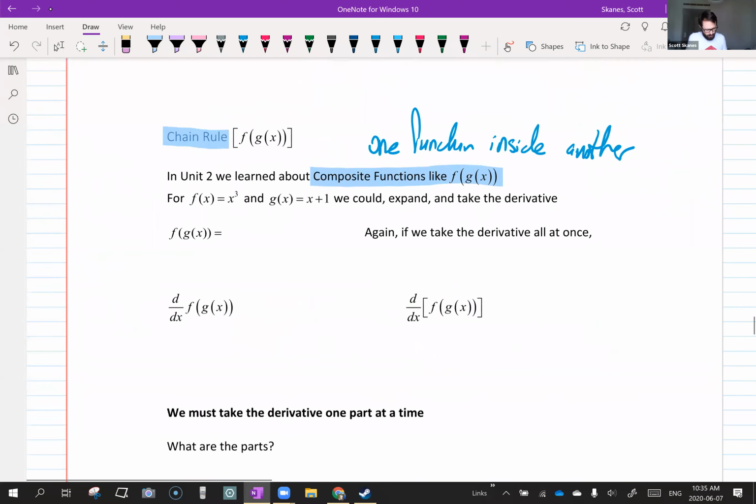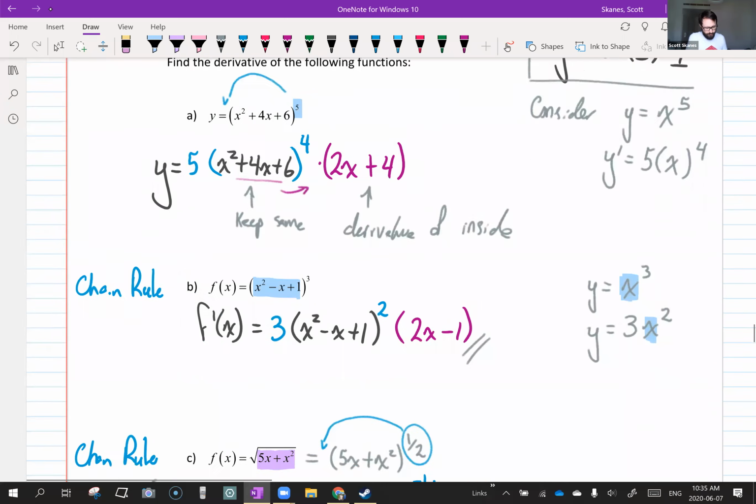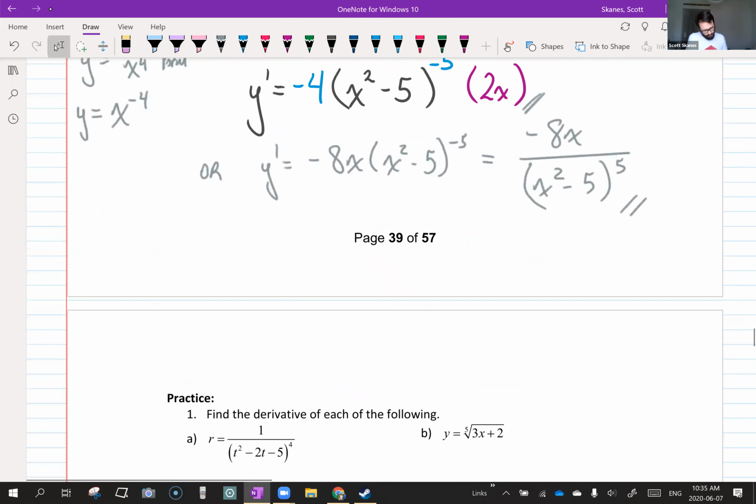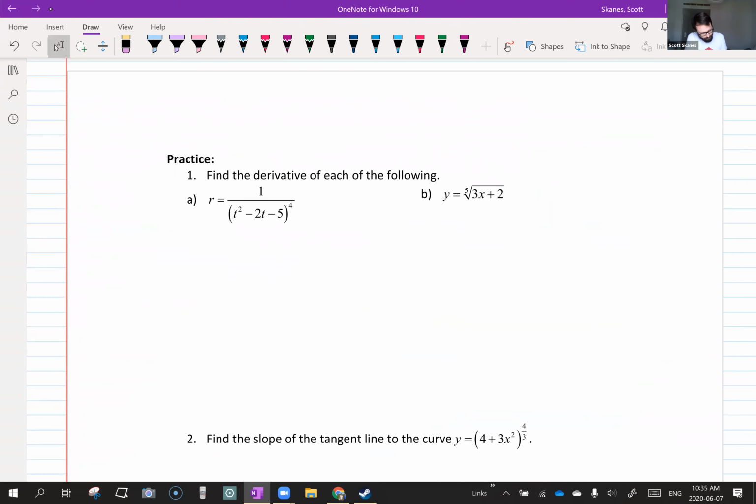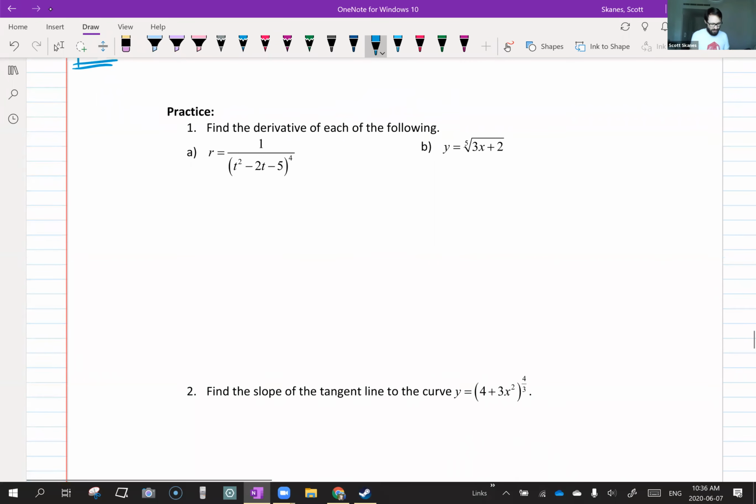I want to do some more chain rule. I'm going to scroll down just a little bit. Page 39 we did at the end of Thursday's class. I'm going to move on to page 40. I know it doesn't help you, Ahmed, but hopefully you've made sense of your notes by now. You can always label them at the bottom. Practice. Find the derivative of each of the following.